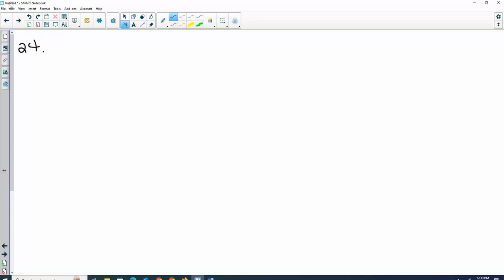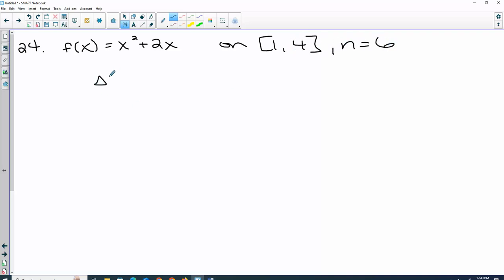So we need left, right, and midpoint sums. So my function, x squared plus 2x, on the interval 1 to 4, with 6 rectangles. So first, change in x, 4 minus 1 over 6 is 1/2.